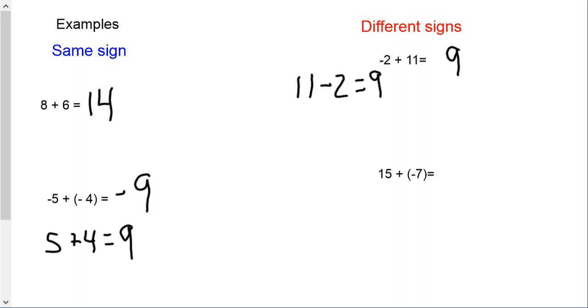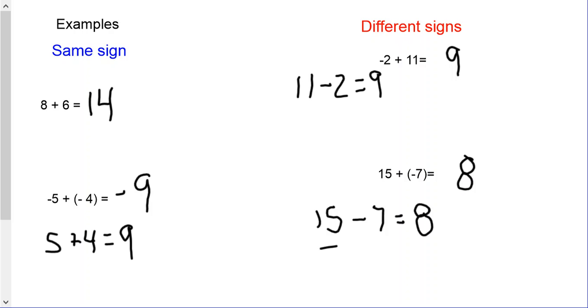Alright, 15 plus a negative 7. The absolute value of 15 is a positive 15. The absolute value of negative 7 is a positive 7. Okay, and then we can subtract them. The greater absolute value minus the smaller absolute value, and that will give us 8. Okay, and then we need to use the sign of the larger absolute value, which is 15, and it is positive, so our answer is going to be a positive 8.